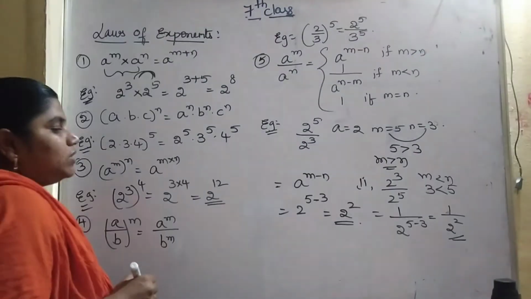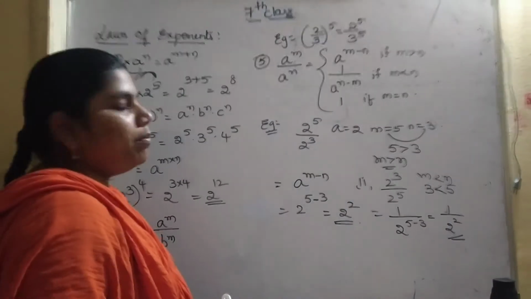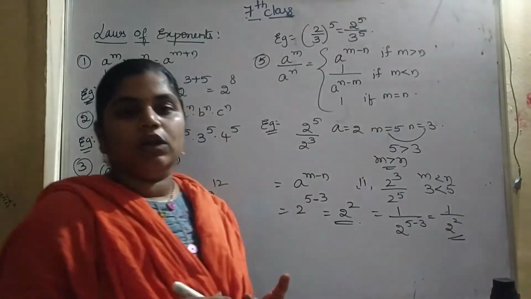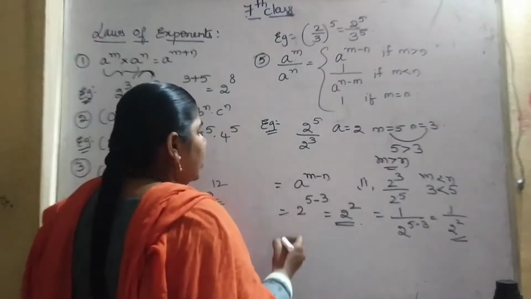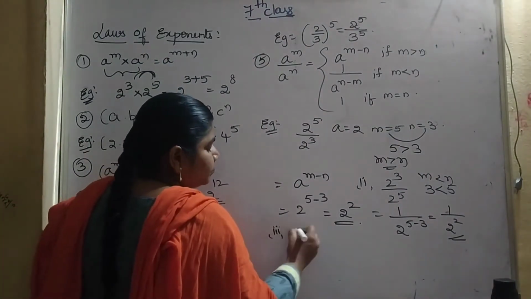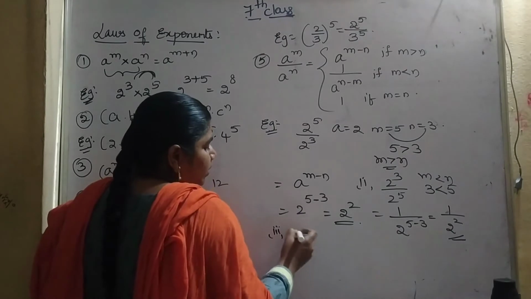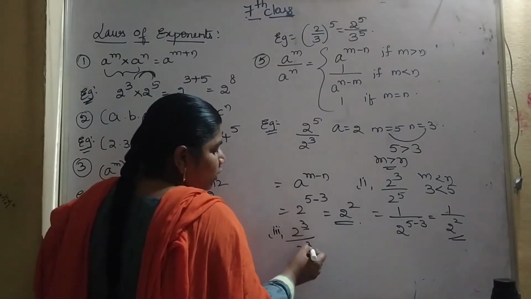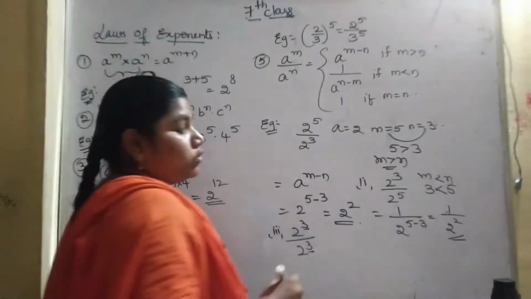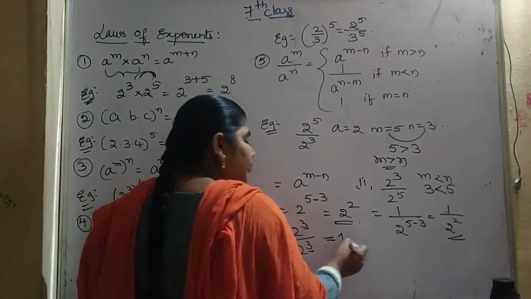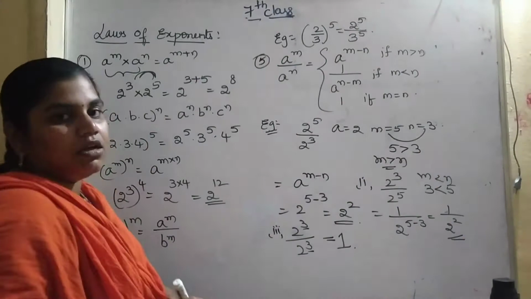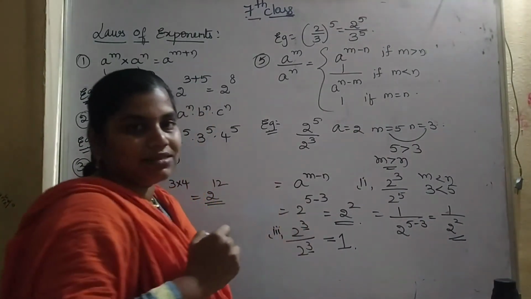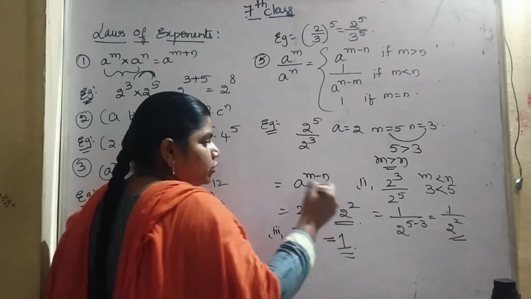Now if you see the last condition, 1 if m is equal to n. Whenever the m value and n value are equal, always the result will be 1. So I am taking the condition as 2 power 3 divided by 2 power 3. So m value, n value are the same. So always the result will be 1. What is the answer? Result will be 1 because 2 power 3 will be getting cancelled. So the result will be equal to 1.